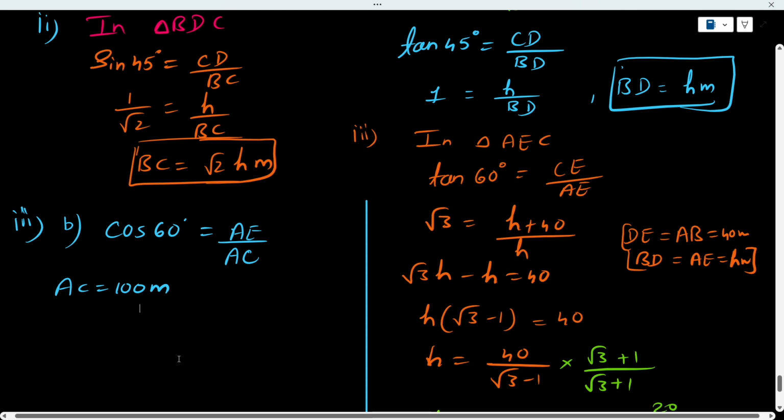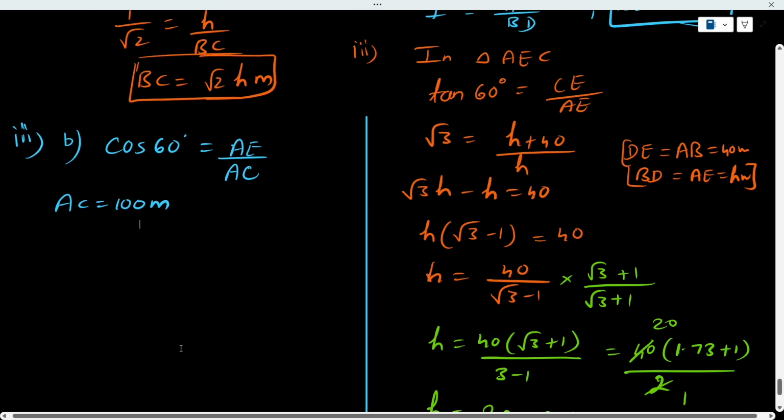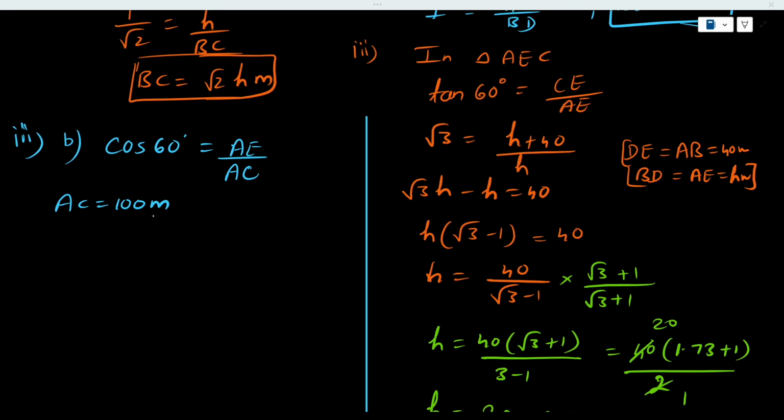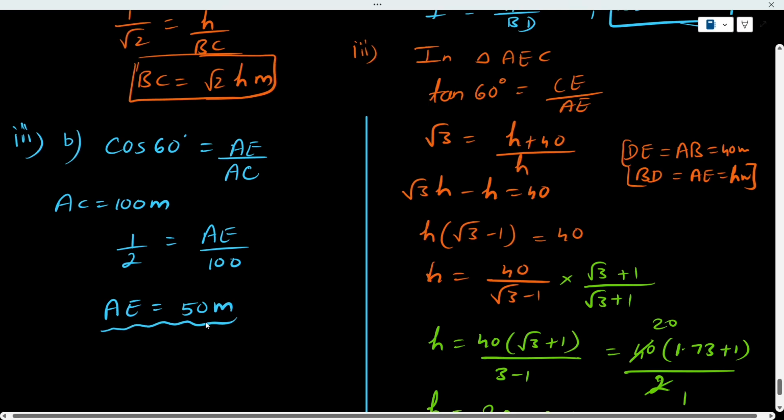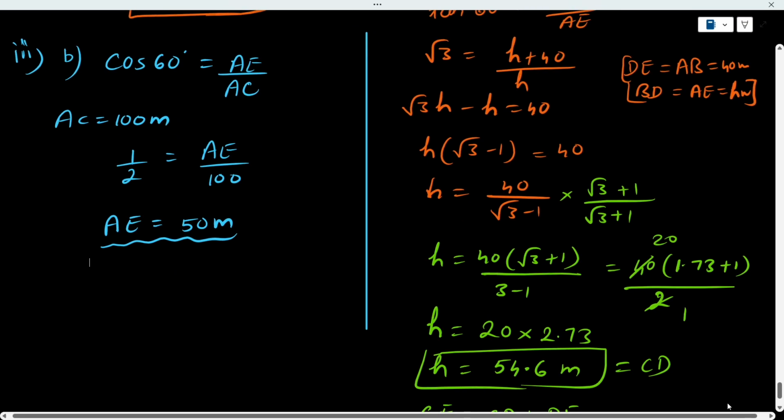One more time you can cross check here. AC is given, AE by AC, because AC is the hypotenuse. What is your cos 60? Cos 60 is half. When AC is 100, AE is going to be 50 meters. So this part is very easy to do the calculation. 1 mark for writing the ratio and other things, and the final answer will have 1 mark.